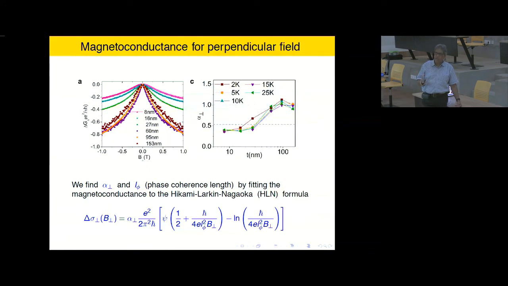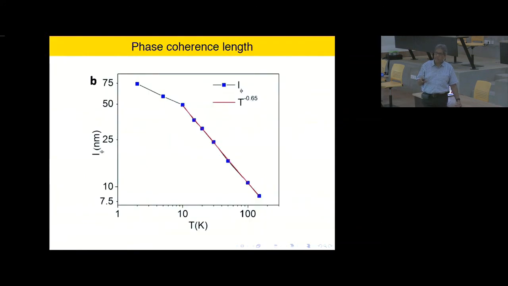So just to show you what this phase coherence length looks like. Here's a picture of the phase coherence length, and it's actually quite large compared to the film thickness. There seems to be some scaling law with the temperature. So at low temperatures, it's as large as 75 nanometers.